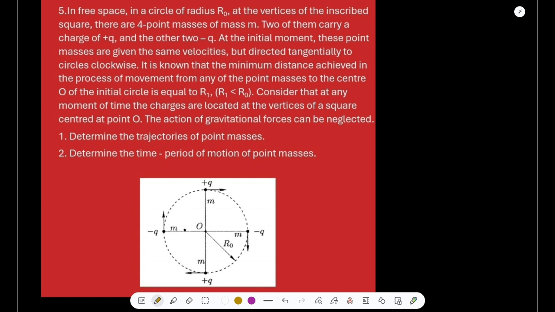You can see them. At the initial moment, these point masses are given the same velocities but directed tangentially to the circle, clockwise. It is known that the minimum distance achieved in the process of movement from any of the point masses to the center O of the initial circle is equal to R1. The circle is shrinking. R1 is less than R0.